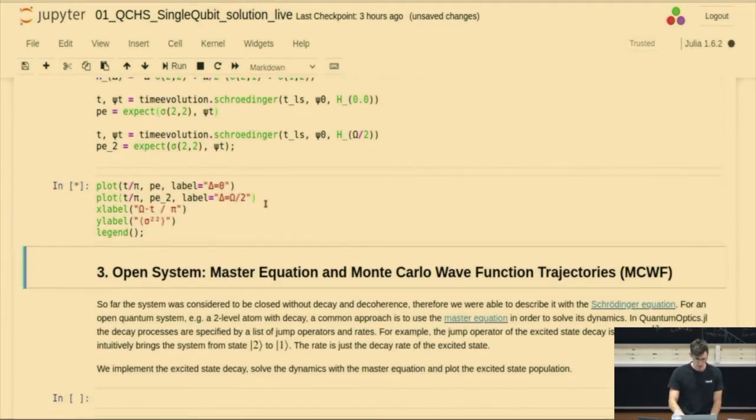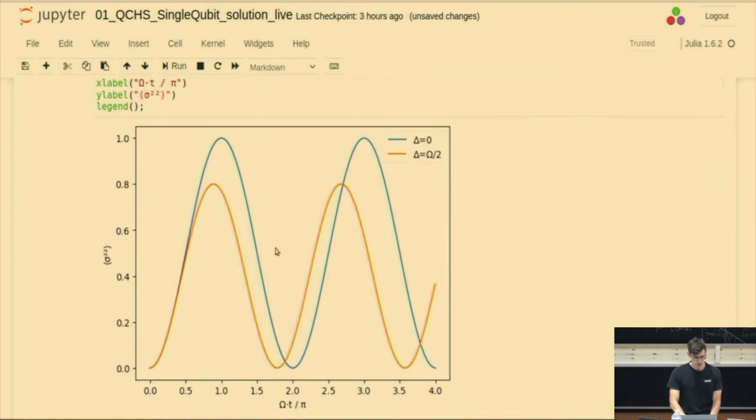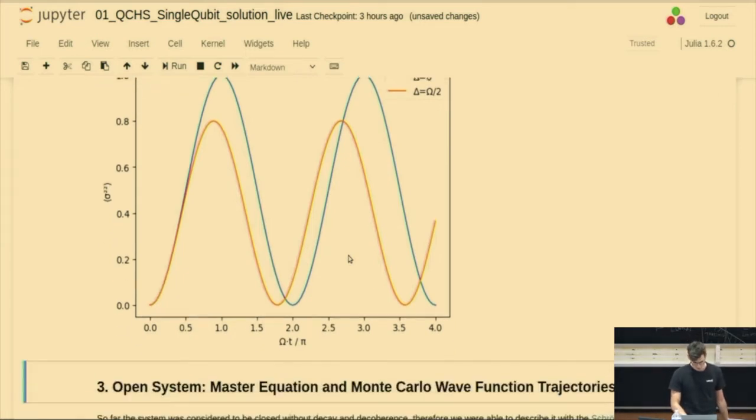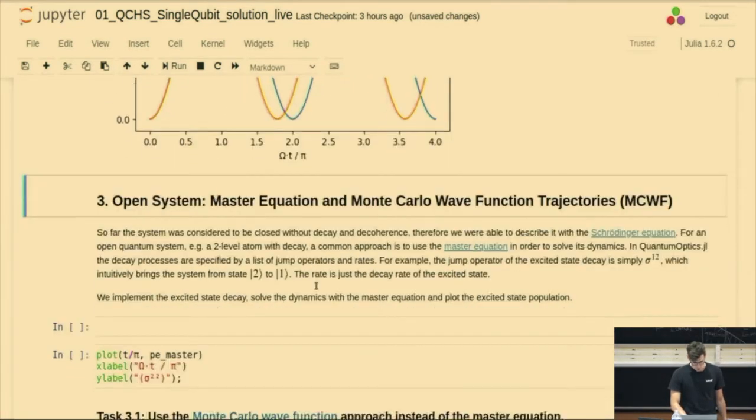Good. And then I plot the result, and it should look like this. If you have a detuning, you don't have full Rabi cycles. You don't go up. The Rabi frequency is also then a little bit different because it's given by something over detuning squared or so. Anyway. Good.